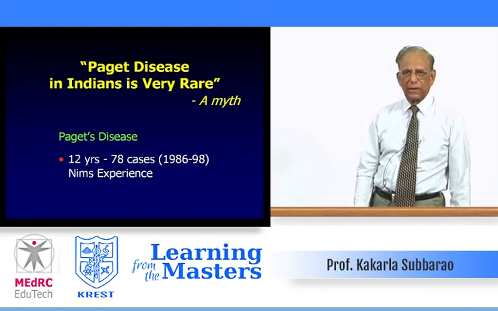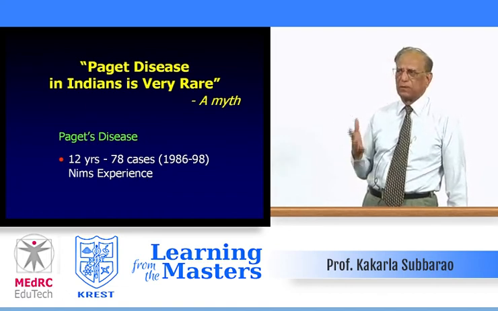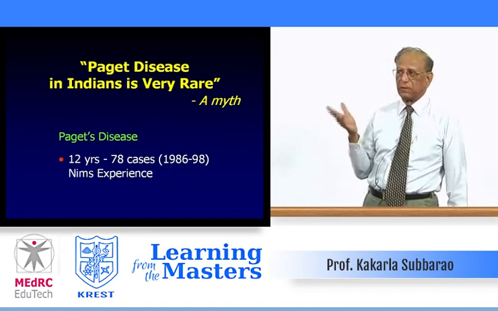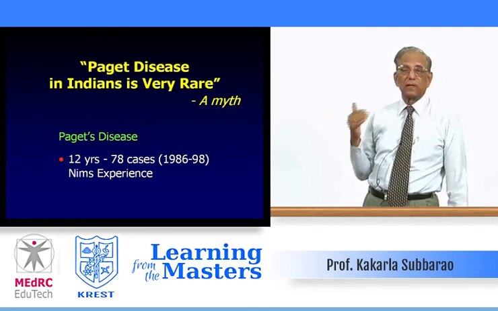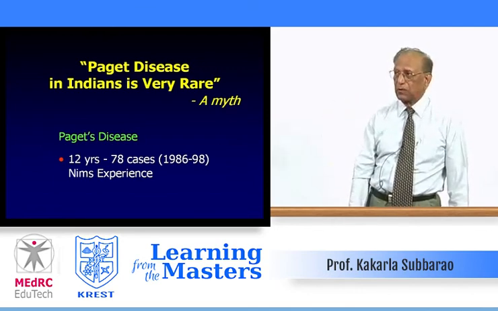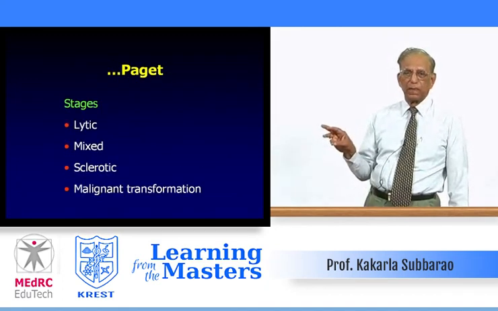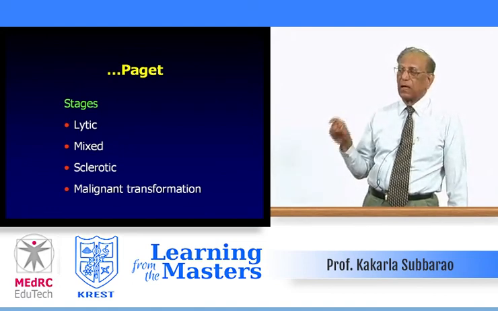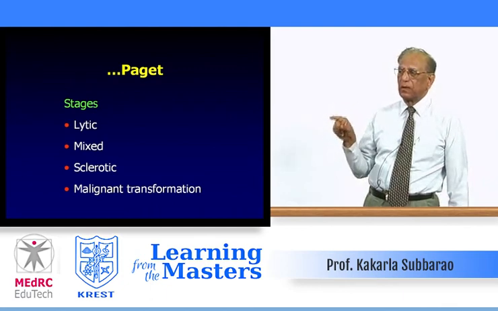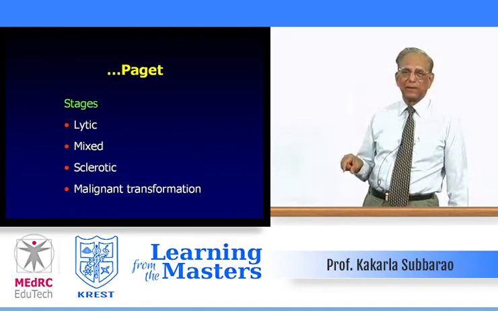Paget disease, reflecting upon the pelvis. Paget disease is rather rare in India, but still we have seen, in 12 years at the Nizam Institute of Medical Sciences, 78 cases. So it shows it's not that rare, as is often quoted. Stages of Paget disease: a lytic phase, a mixed phase of lytic and sclerosis, a purely sclerotic stage, and fourth, complication, malignant transformation. The first thing that you notice in the pelvis is thickening of the iliopectineal line.